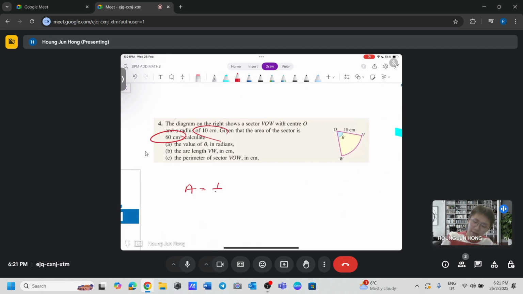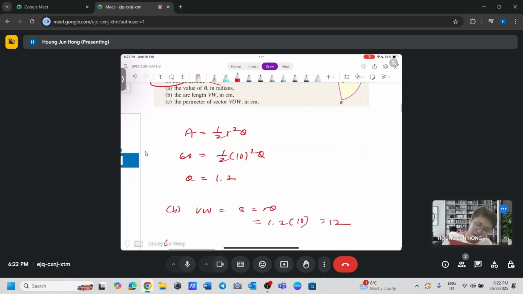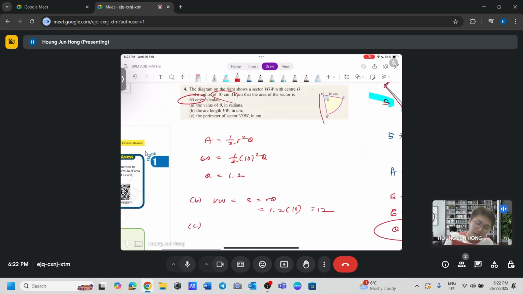Area equals half r squared theta, so 60 equals half times 10 squared times theta. Solve for theta. Theta is 1.2. Then what do we do? Yes, B, the arc length. Arc length is VW. S equals r theta, so 1.2 times radius 10, so 12. Then finally, the perimeter is also very simple. Perimeter just add up all the lines: radius plus the length. 10 plus 10 plus the length 12. So 32 cm. Okay, that's it.